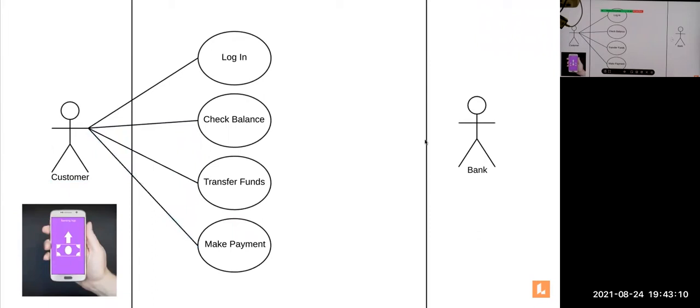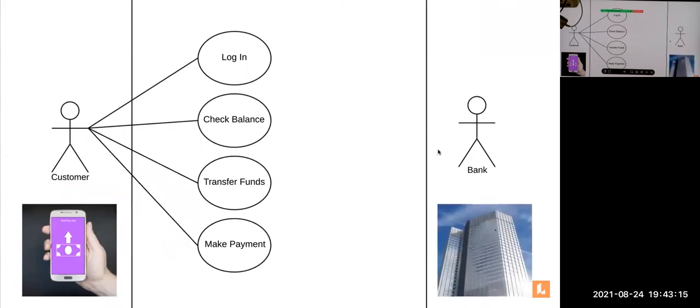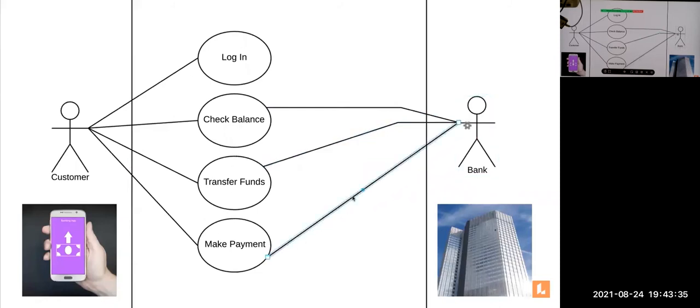Secondary actors will also have relationships. Remember, each actor has to interact with at least one use case. So which use cases will the bank interact with? When a customer wants to check their balance on the app, the bank is going to provide the correct amount. Let's draw a line between bank and check balance. Similarly, when a customer wants to transfer funds or make a payment, the bank is going to follow through with those transactions. We don't need to draw a line to log in because that process happens within the banking app. There's no need for the bank to actually get involved with the login process.